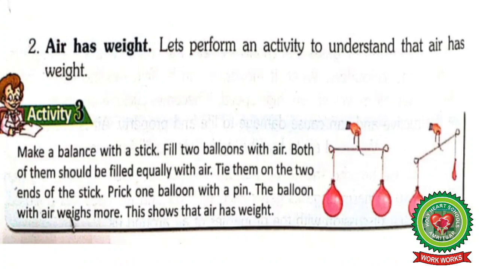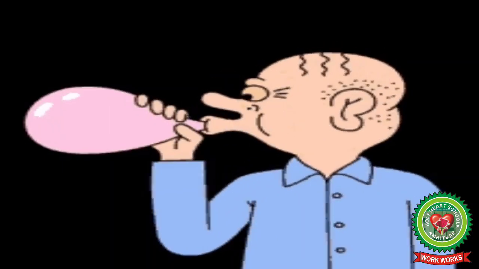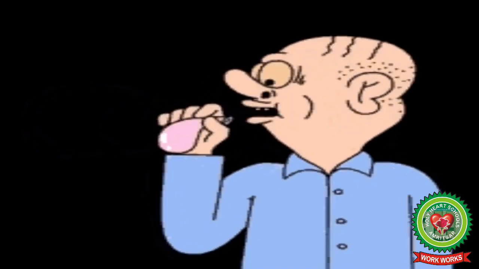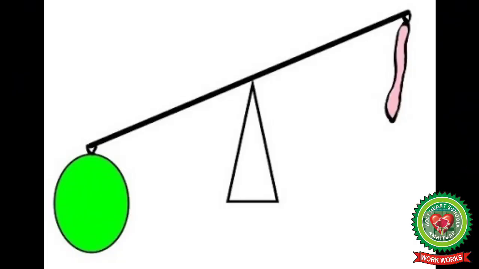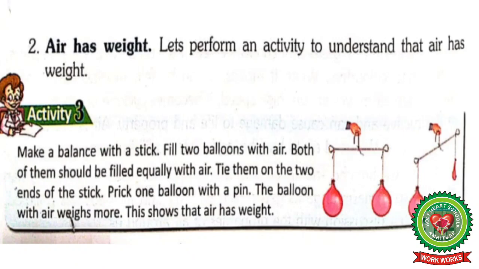Now the next property is air has weight. When we blow air in the balloon and compare this balloon with a deflated balloon, we can easily see that the weight of the inflated balloon is more than the deflated balloon. It means air has weight. Students, in your book, one activity is given.